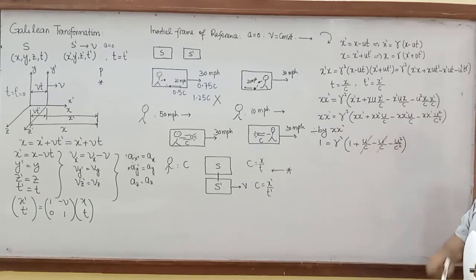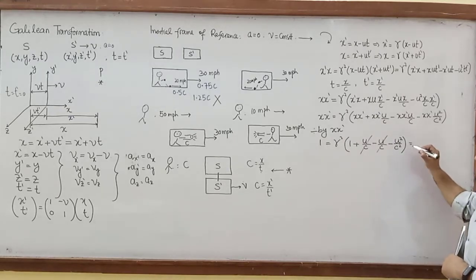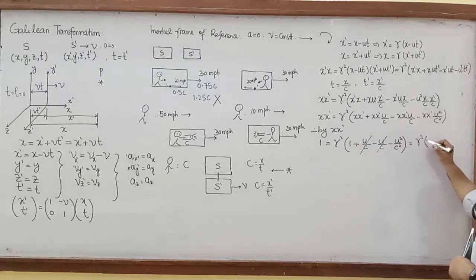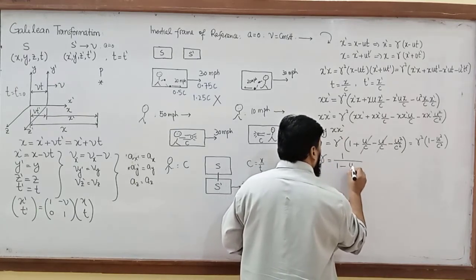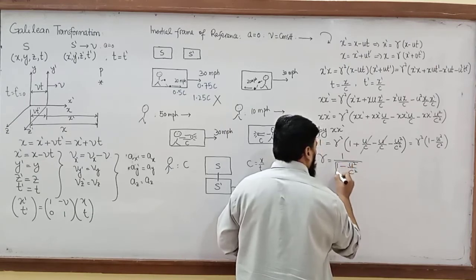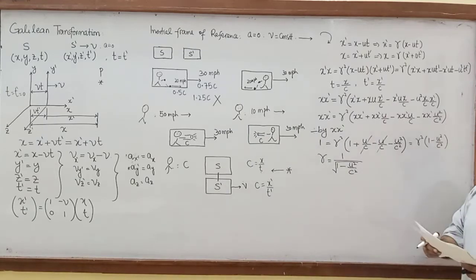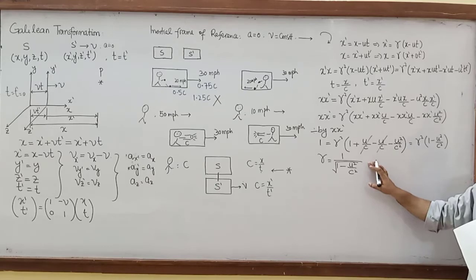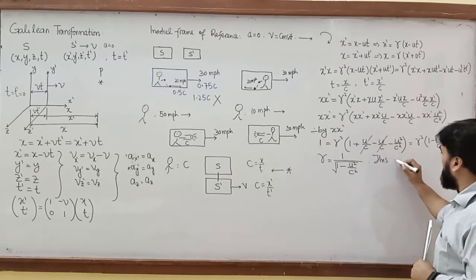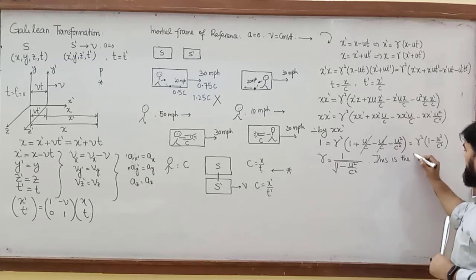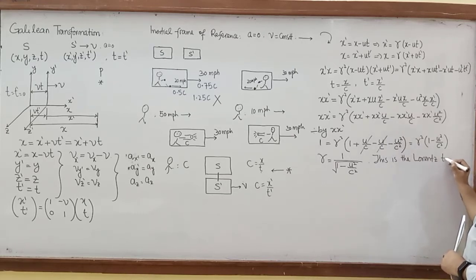While plus u over c and minus u over c are cancelling, so we get that this thing is equal to gamma square times 1 minus u square over c square. Or from here I can write that gamma is equal to 1 over the square root of 1 minus u square over c square. And this comes out to be the error the two frames are making in their measurement with respect to space and time, and this we call the Lorentz transformation.